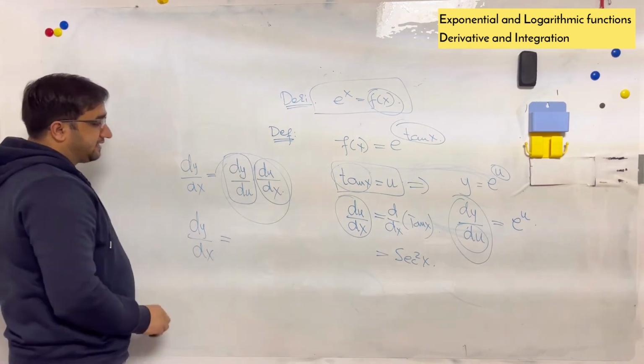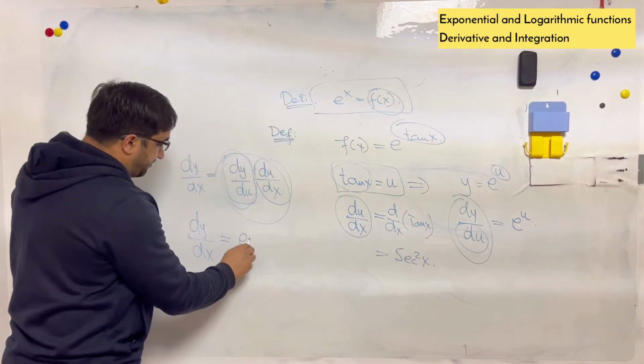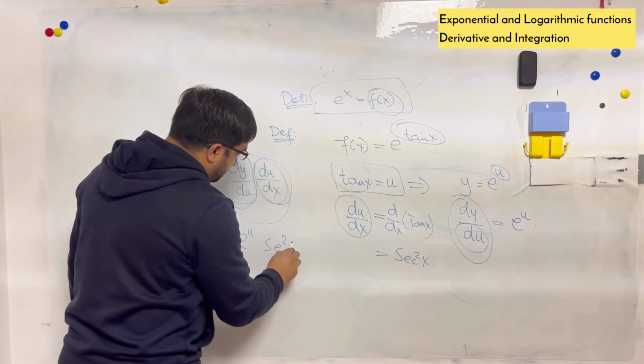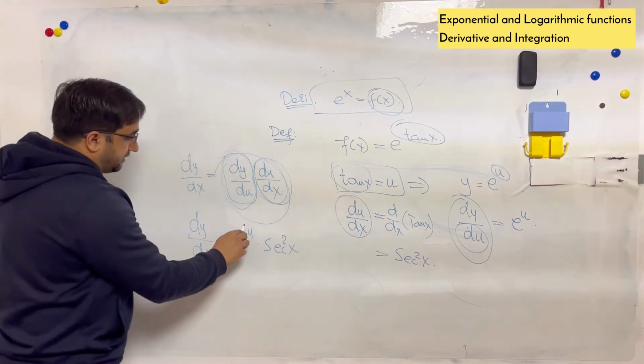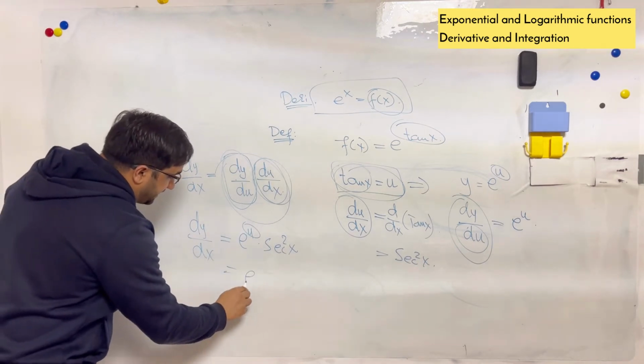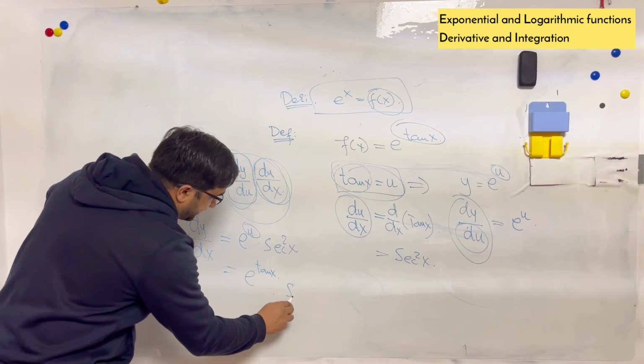dy by dx is equal to this value e raised to the power u, times this value. But u is equal to 10x. So it becomes e raised to the power 10x into the derivative of 10x.